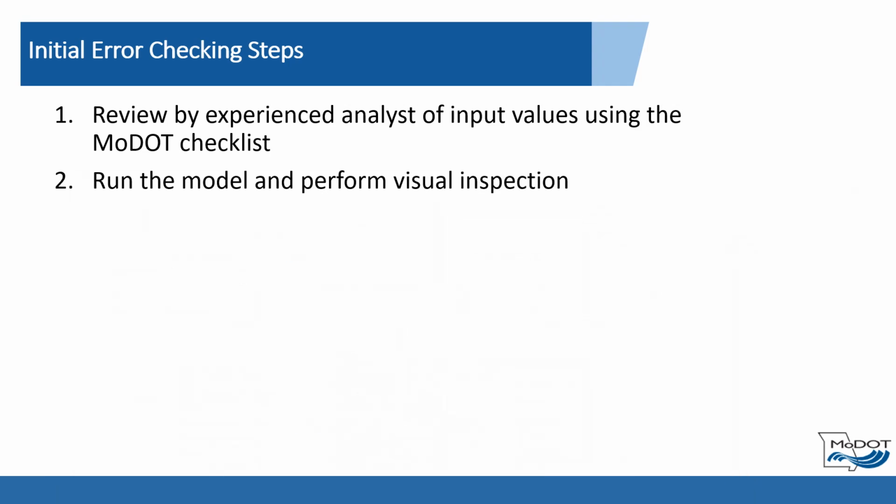After the review has been completed, run the model and perform a detailed visual inspection of the animation. The visual helps to identify vehicle routing and input errors, as well as signal operation errors. It also sets the foundation for model calibration and identification of areas where the base model and its default parameters may need adjustment.